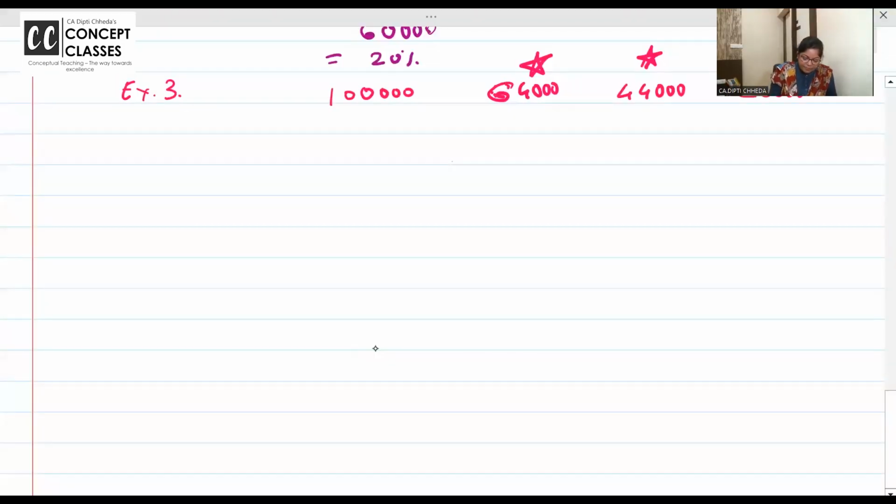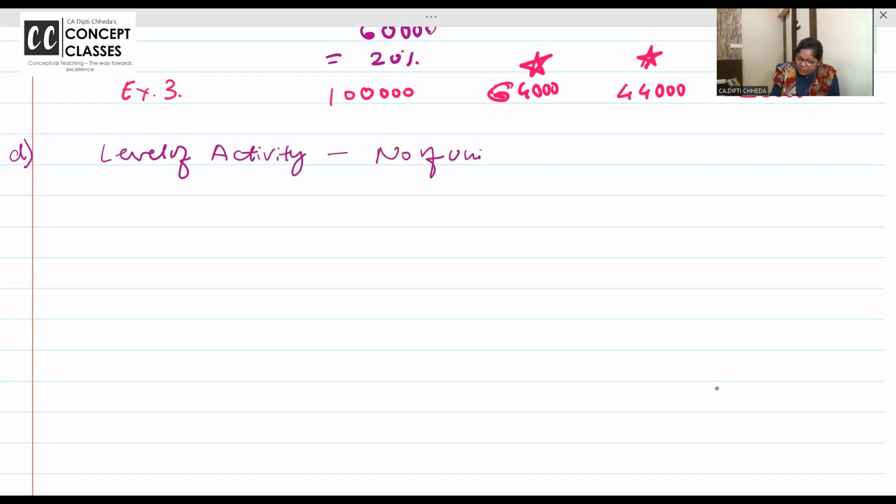And for that, let us go to your notebook. Write down. We will write here D method. C wala also I will explain, but because this is same, I'm taking it together. Level of activity. That was in percentage. This is based on the number of units. Quickly take down the data, please. Month, number of units, semi-variable expenses, in that fixed cost and variable cost.